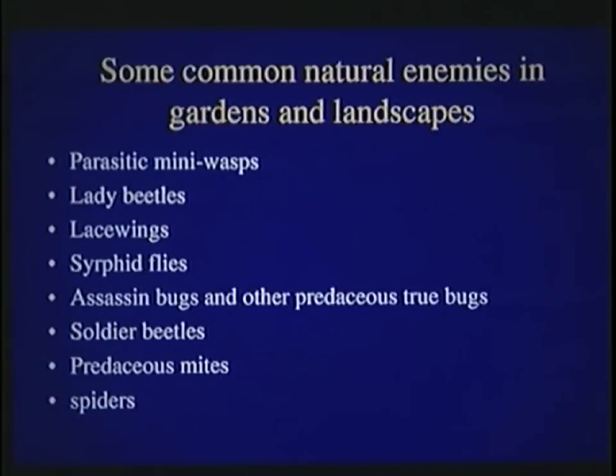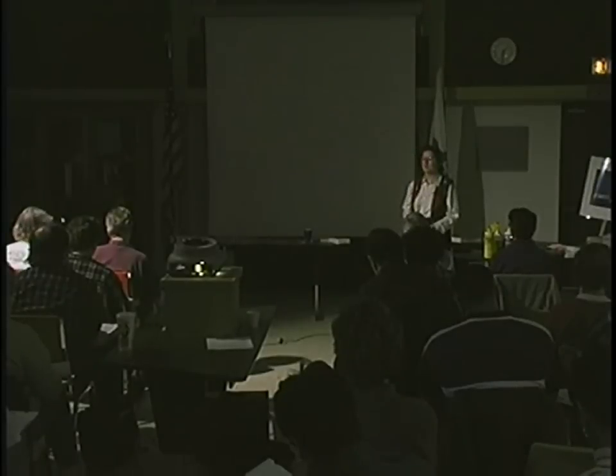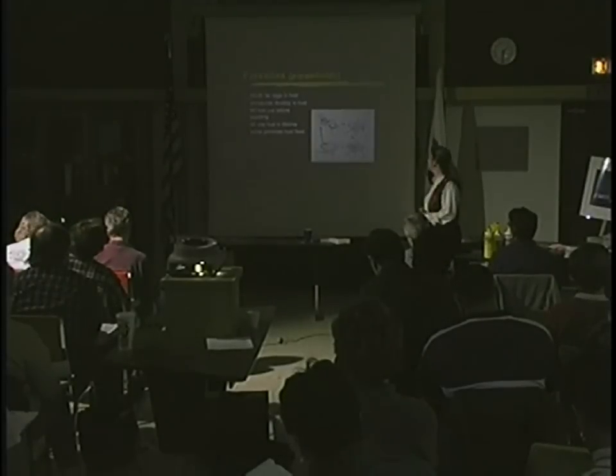Lady beetles. The rest of these are predators, and you're probably familiar with most of these. Lady beetles, there's a lot of different species of lady beetles. Lacewings, those green, lacy winged insects where the larvae are predaceous. Syrphid flies or hoverflies. Assassin bugs, soldier beetles, predaceous mites, spiders. Those are just a few types of natural enemies.